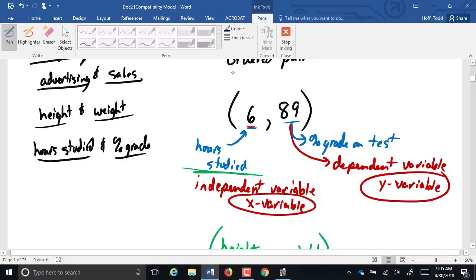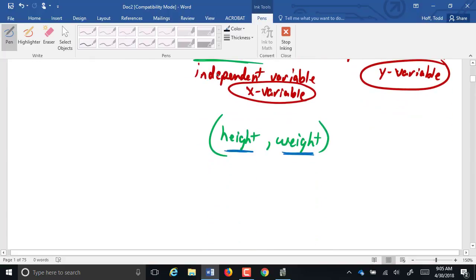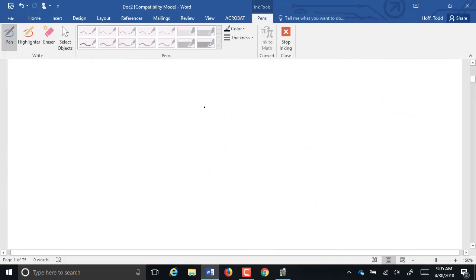Either way, we need to be able to represent pairs of numbers like this, where we need to not only indicate the values, but that they go together and which one comes first. You know, if you recall, we graph numbers on a number line before.